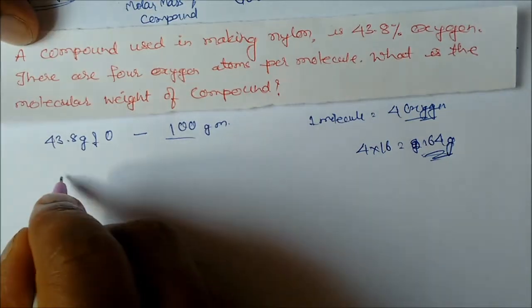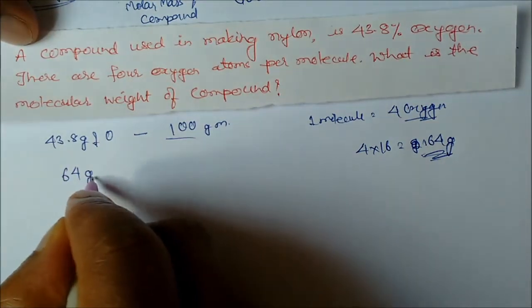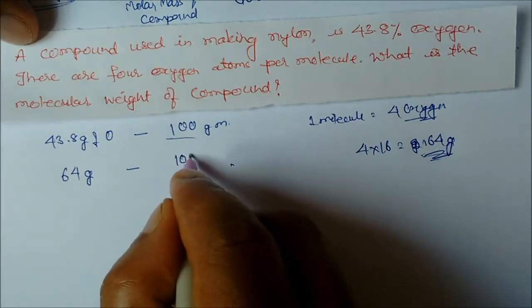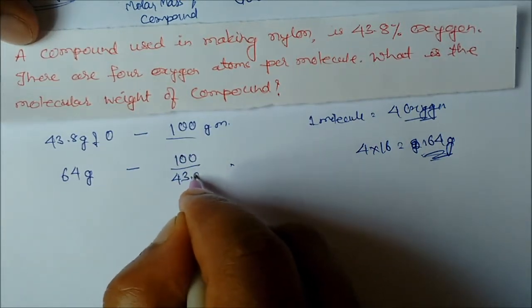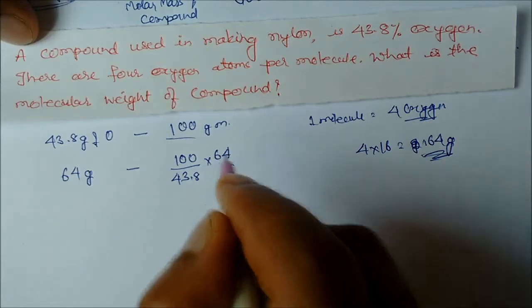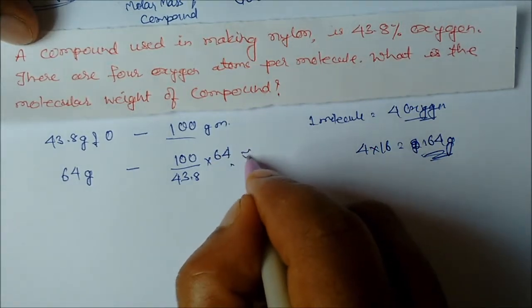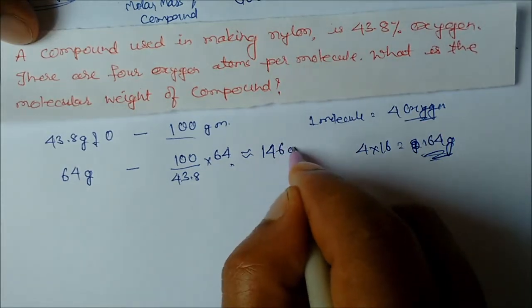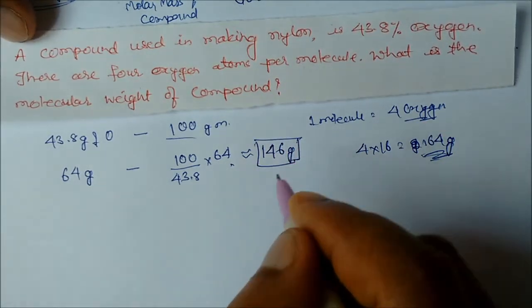So if 64 gram is present over there, then we will get here the molecular mass of the compound. So 100 divided by 43.8 into 64. Okay, then we will get here the molecular weight of the compound, that is coming 146 grams. So this is the answer.